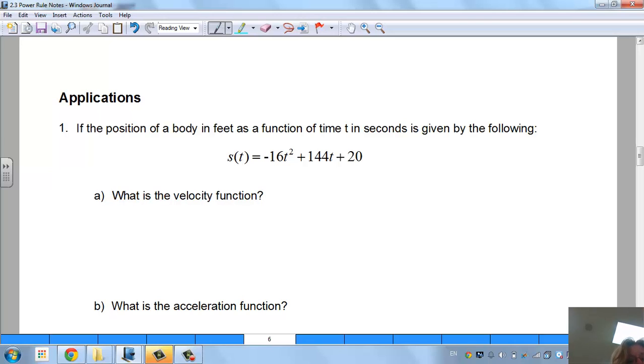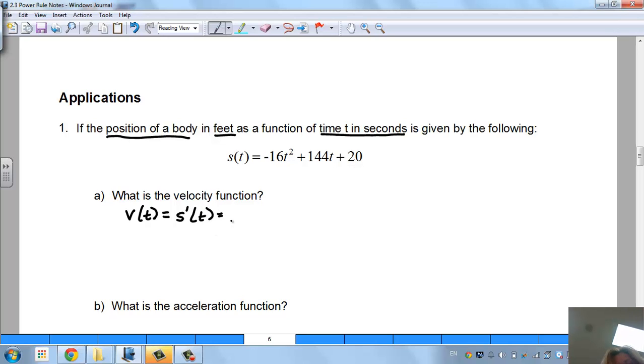If the position of a body, so this is our position function, is in feet and the function is time in seconds, given by this formula, what is the velocity function? Well, we know the velocity function, v of t, because everything is related to time pretty much, is the first derivative of the position function. So this is all nice and neat.